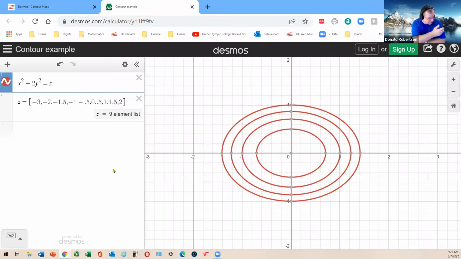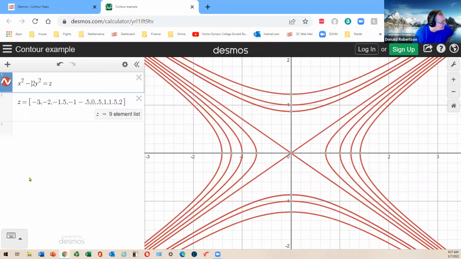Can you see you've got your contour map? Probably not as nice as mine. Okay, it is nicer than mine, right? But you can do a contour map for anybody. So if I stick a negative in here, can you see how different the contour map now looks? Is that kind of cool? I've got a bit of software to draw it for you.